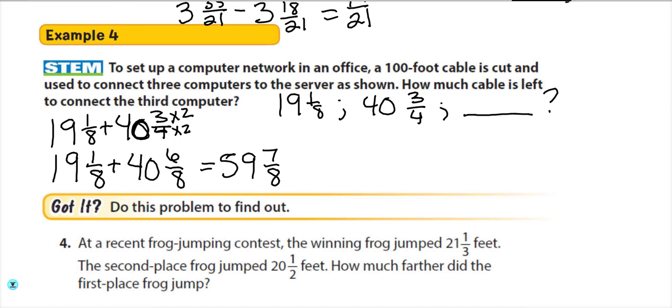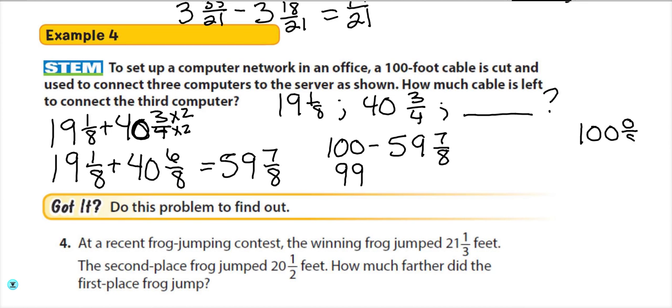Okay, so that means we've already used that much. They want to know how much is left, though, for the third computer. So we started with 100 foot, and we had to take off 59 and 7/8. Okay? All right, so I know I can do 100 minus 59. That's the easy part, but there's no fraction. So what do I do? I need to change this into a fraction. So I'm going to borrow one whole, and then remember that 100 would actually be 100 over 1. We don't write fractions like that, but that's really what a whole number is.